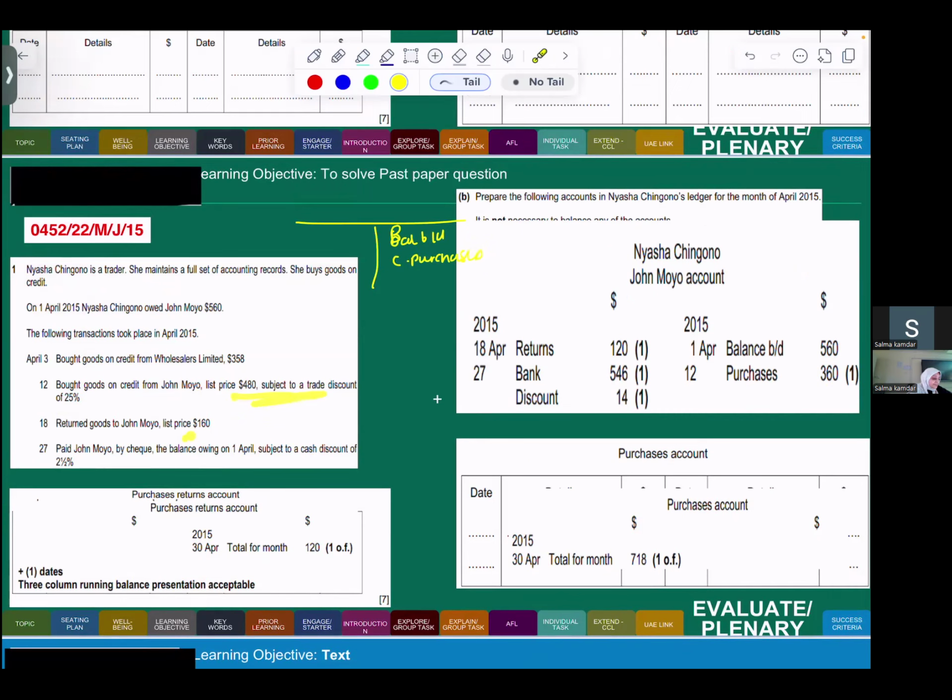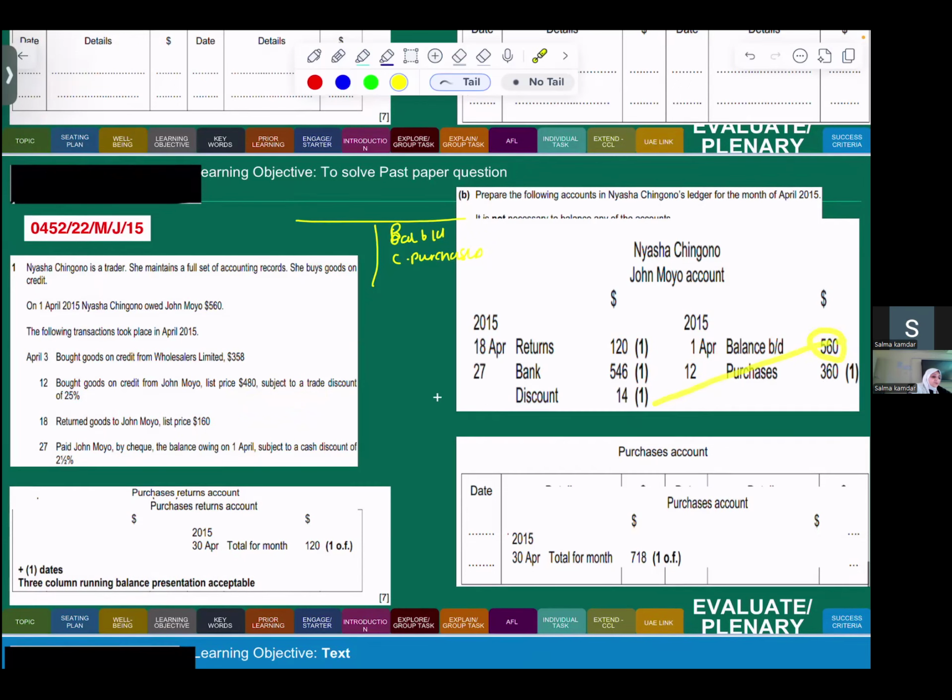Now I paid John Mayo by check. That means bank. Balance owing on 1st April. What was the balance owing on 1st April? 560. This I paid by check, but subject to a cash discount of 2.5%. So I'm going to give a discount of 2.5%. That is 2.5% of 560. Discount received. And balance I will pay by check.